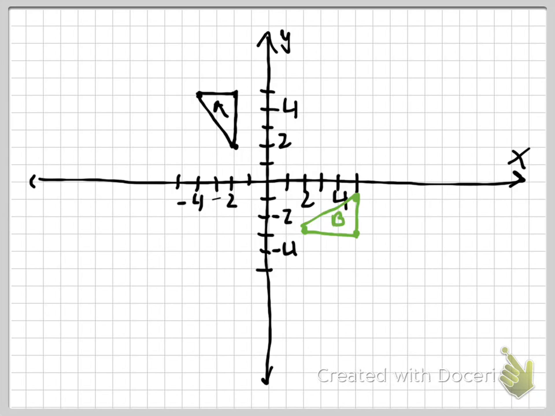So what I want to do is try to figure out what types of transformations took place to get A to shift into the same position as B. Sometimes it's easy to track a point, so I'm going to do that. I'm going to take this point here, and he's at negative 2, 2. And then his counterpart is here, and he's at 2, negative 3.